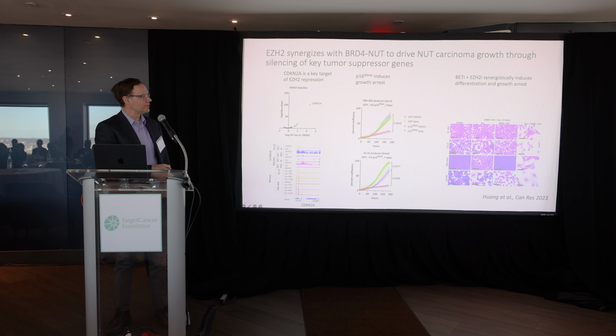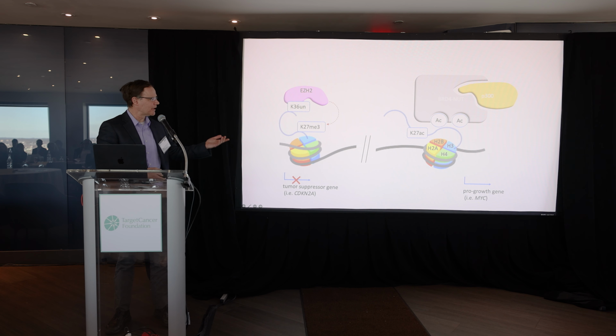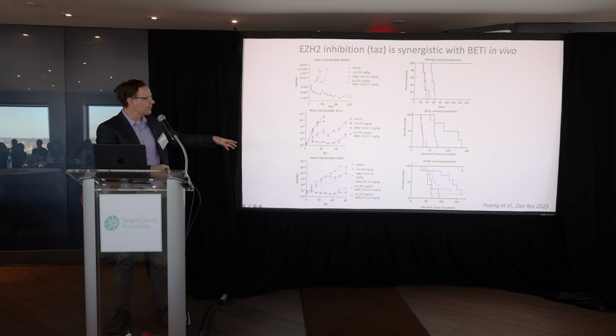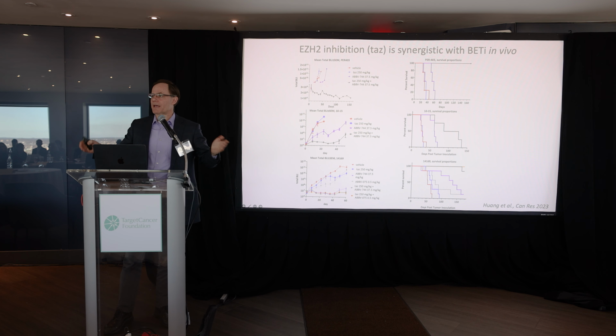You can see these are NUT carcinomas, 4 different NUT carcinoma cell lines treated with very low doses of either tazemetostat or the BET inhibitor. And you can see that the monotherapy with either agent alone does hardly anything because it's a very low dose. But when you combine the two, it gives you this profound differentiation occurring, which is true synergy. So there's synergy between inhibition of the repressor of tumor suppressors plus the repressor of proto-oncogene activators. Skipping to the money is the fact that we find that there's in vivo synergy between EZH2 inhibition and BET bromodomain inhibition.